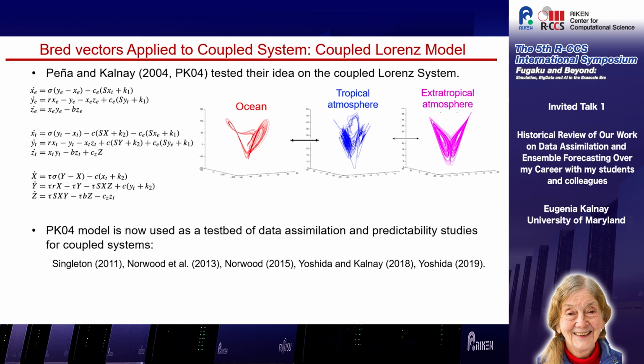To test if this idea worked, Peña and I created a coupled Lorenz system that mimics the real coupled atmosphere ocean system. This system has an ocean component, a tropical atmosphere, and an extratropical atmosphere. It can also generate the ENSO-like signal.